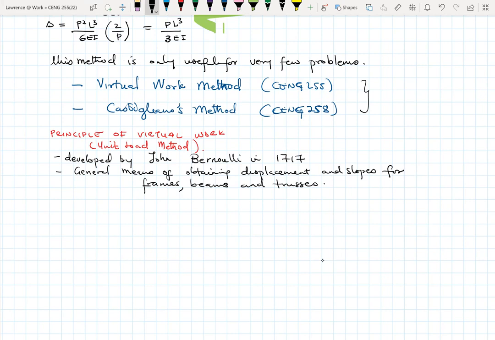The other options are limited. Geometric methods, like moment area, can only be used for beams, and even then the loadings have to be simplified. The principle of work and energy also needs simple loadings, and can only be used for very few select problems. So they might not be adequate where the loadings are more complex. We need to come up with other approaches, and one of them is the principle of virtual work, which we'll be looking at shortly.